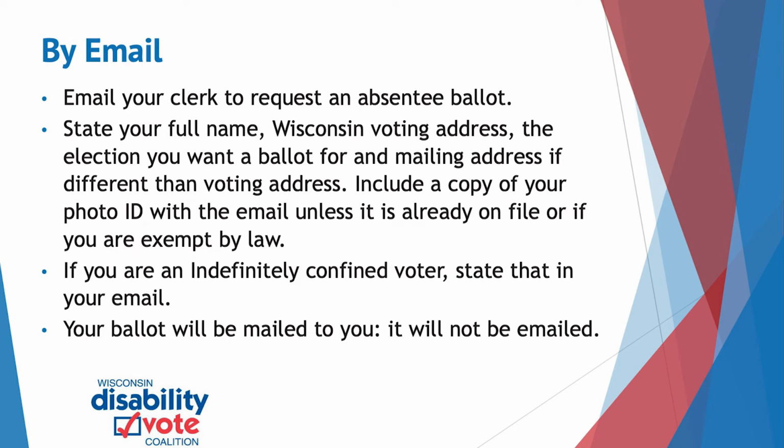Another way to request your absentee ballot is by email. Email your clerk to request an absentee ballot and state your full name, Wisconsin voting address, the election you want a ballot for, and mailing address if different than voting address. Include a copy of your photo ID with the email, unless it's already on file, or if you're exempt by law. If you are an indefinitely confined voter, be sure to state that in your email. Please note that your ballot will be mailed to you. It will not be emailed.